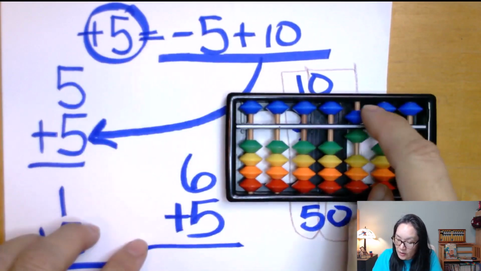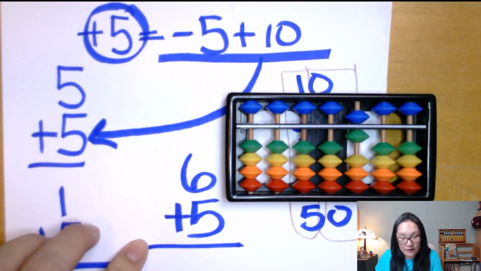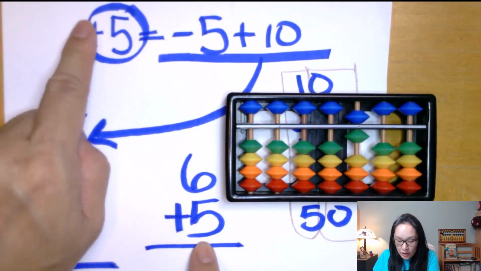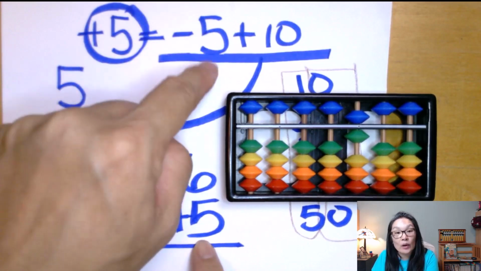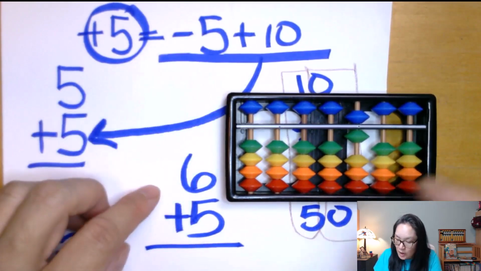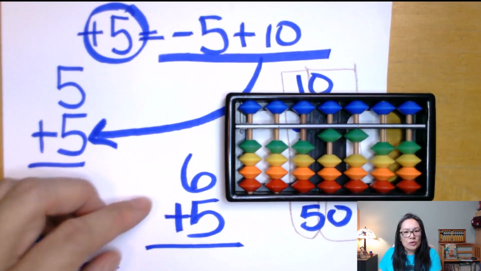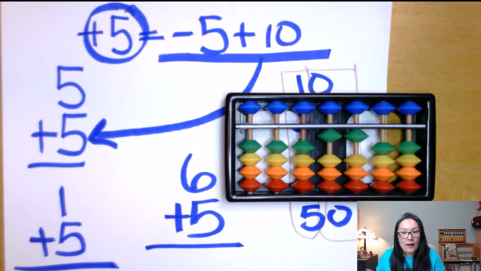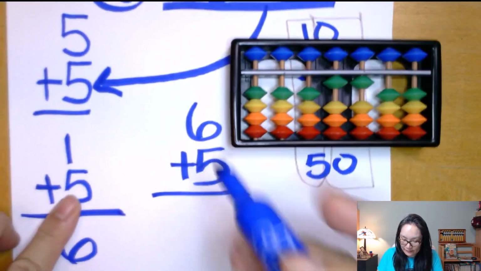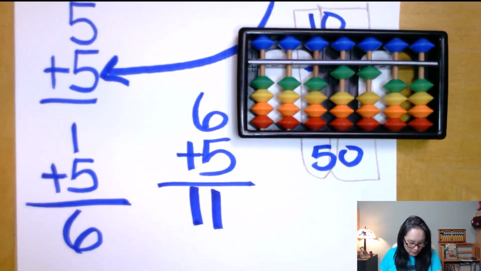Because I'm already using the 5, I don't have any more beads to plus the 5. So in order to add the 5, I need to take away the 5 and plus the 10. So I want to take away the 5 and then plus the 10. Oh, so my answer is 11. 11. Okay.